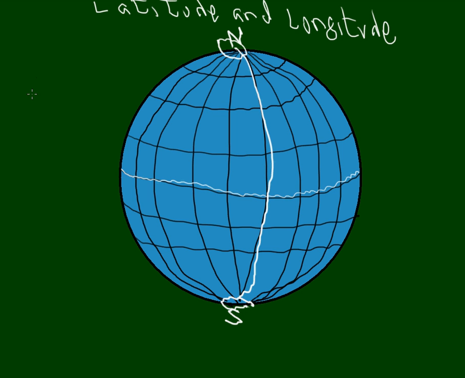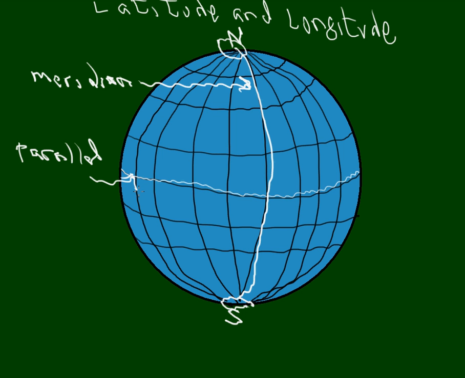Another name for longitude lines is meridians. So the line that I have outlined here is a meridian of longitude. And the east-west line that I've outlined is a parallel of latitude. So longitude lines are meridians, and latitude lines are parallels, which is another name for them.